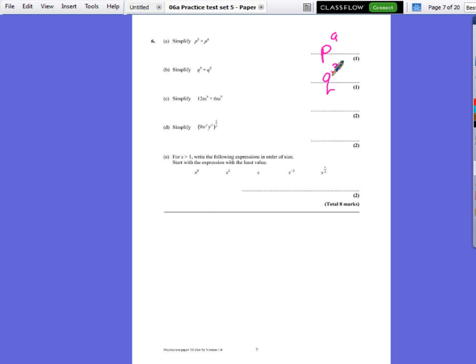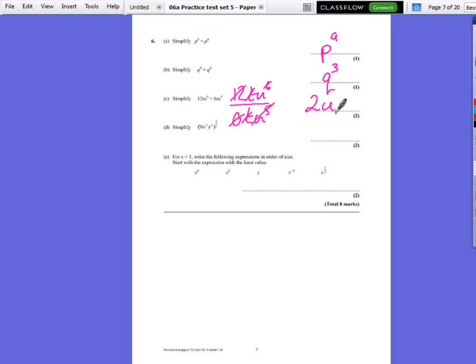Simplify 12tu to the power 6 divided by 6tu to the power 5. Well, if we write that out as a fraction, it makes it a little bit easier to see. So I would prefer to write it out like this. And we can see then that the 6 will cancel with the 12 to become 2, because 12 divided by 6 is 2. The t will cancel with the t, and then u to the power 6 will cancel with the u to the power 5, just to leave the u on the top. So the answer would be 2u.